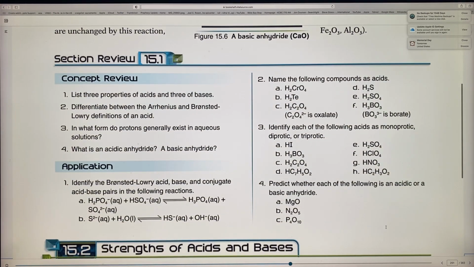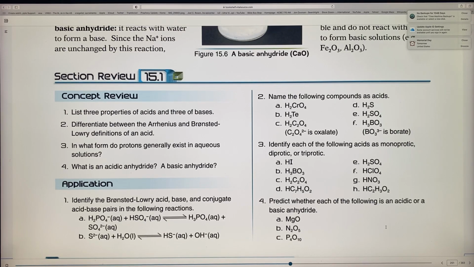So let's go over your concept review real quick, because this can get kind of complicated, I know. You're thinking, oh, I hope I can get all this stuff. But there are some basic things we need to know, and a lot of times they're in the concept review. So let's go over the concept review just so that you can get these in your head.